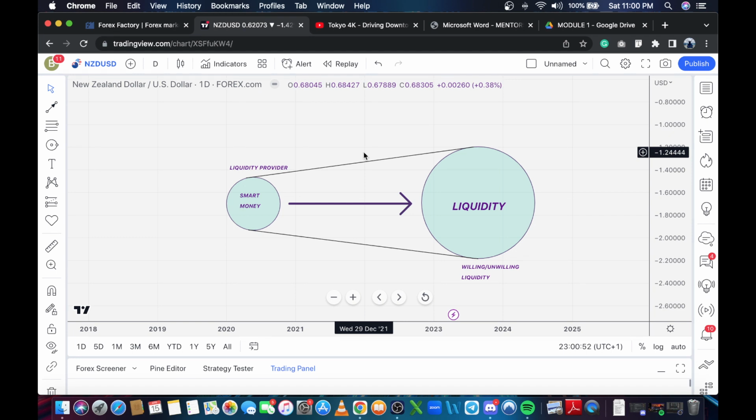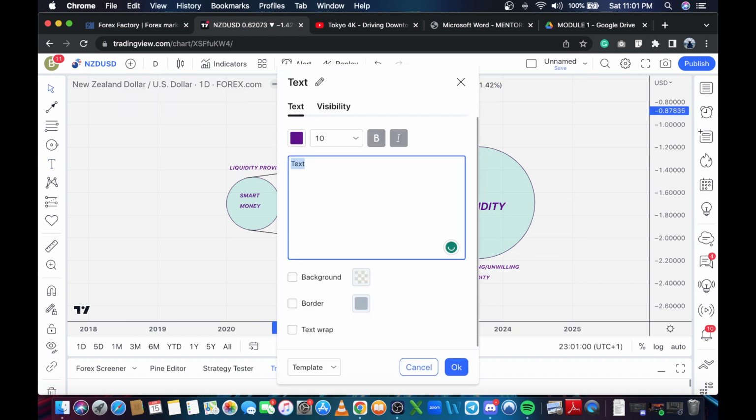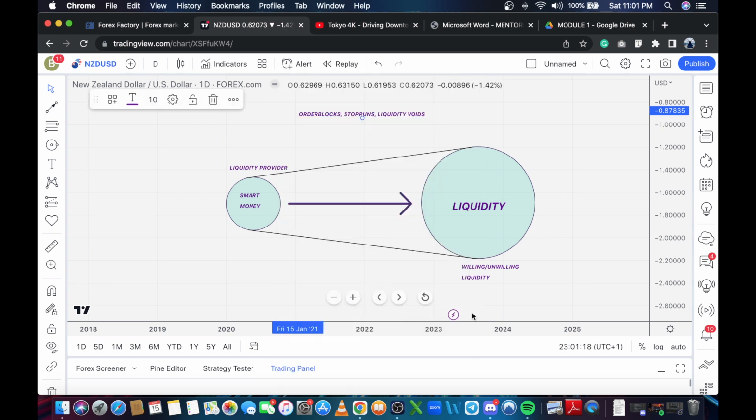And with that being said, everything you're going to learn from here forward in terms of institutional trading is going to revolve around these three main concepts. It's going to revolve around order blocks. It's going to revolve around stop runs. It's going to revolve around liquidity voids, aka inefficiencies. This is all you need as it relates to institutional trading.